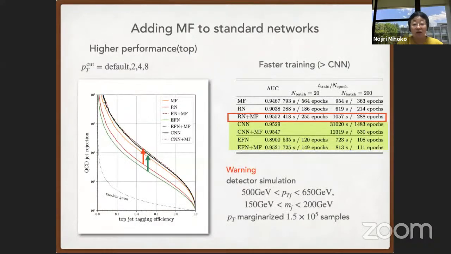So, here is the result. I take the IRC safe network and add this Minkowski functional information, then it comes very close to the CNN classification result. And when we added this Minkowski functional information, the Minkowski functional CNN result also improved significantly, and the calculation time and the convergence time are reduced.